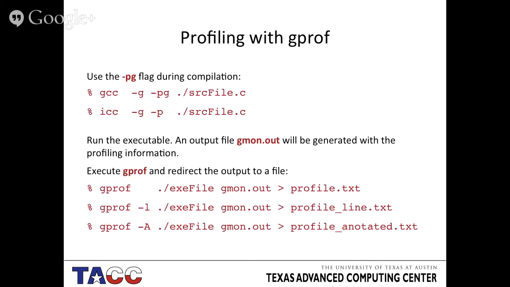In order to use GPROF, you have to recompile your code. You are going to recompile with -g, which we already know from the previous presentation. We will also use -pg if we are using GCC, or -p if we are using ICC. With that information, the profiler will be able to give us the profiling.